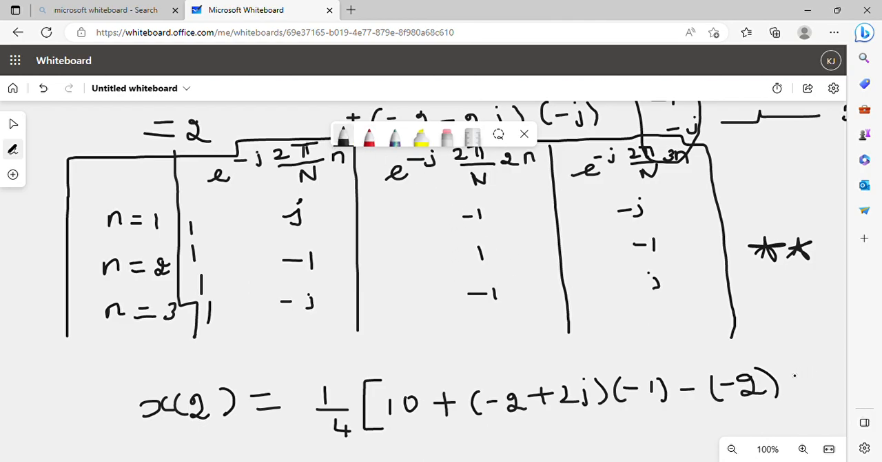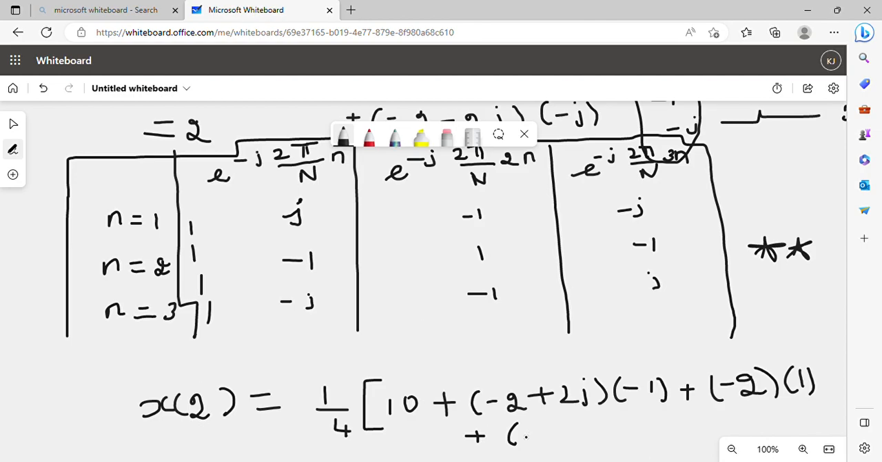So let me substitute that as 1, because here you are getting these values only. In place of this, you have in the formula e to the power of minus j 2 pi by n into n. Here you have e to the power of minus j 2 pi by n into 2n, and in the third one you have e to the power of minus j 2 pi by n into 3n, and those values we are substituting for n is equal to 1, 2 and 3. That is why I wrote this table, right?